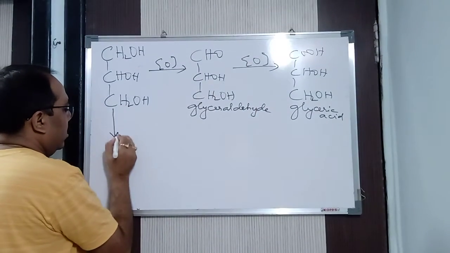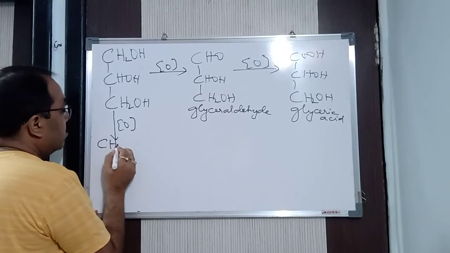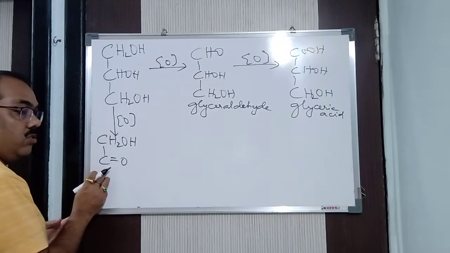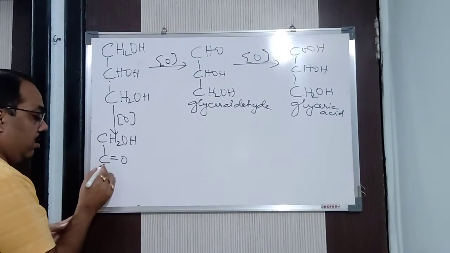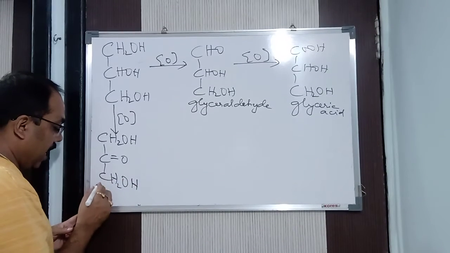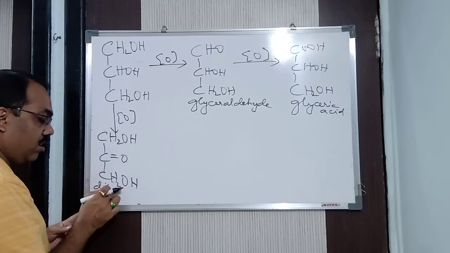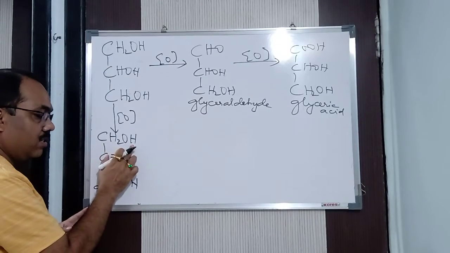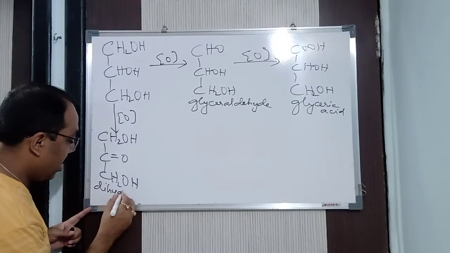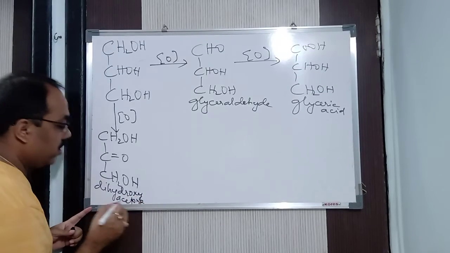Now next, I'll be doing it this way. Oxidizing it, what will happen? CH2OH, and the secondary carbon will get oxidized to ketone, just as we said because it is a secondary alcohol. Now you will get CH2OH. What is the name of this compound? Dihydroxyacetone. Now acetone is what? CH3COCH3. So instead of one H, OH is there, and here also instead of one H, OH is there. So how many OH? 2 OH. Hence it is dihydroxyacetone.